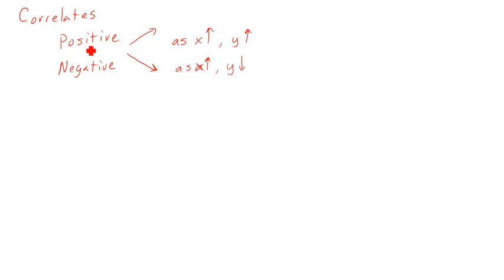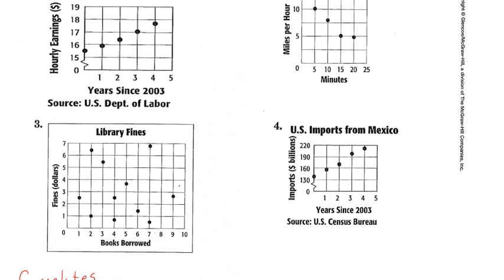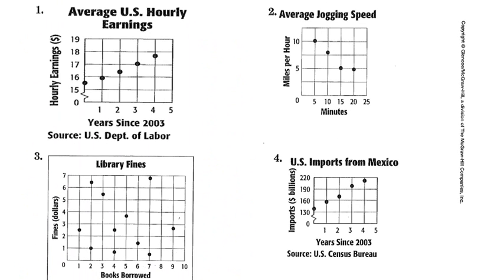Now, of course, if it's not a very nice line, then we would say that there is no correlation. And that may happen as well. So let's go ahead. We're going to look at a couple of graphs. I need to say that these graphs I did take from a worksheet by McGraw-Hill. So let's go ahead and look at them.